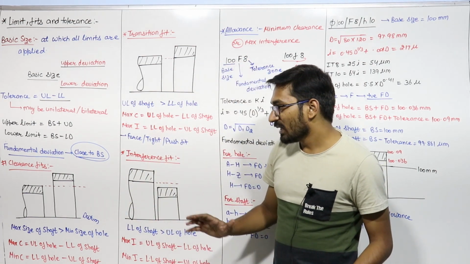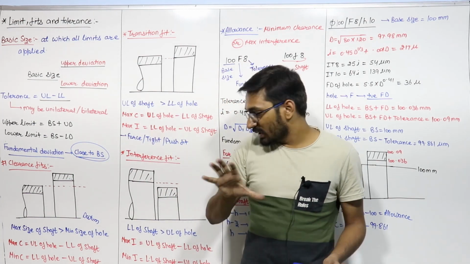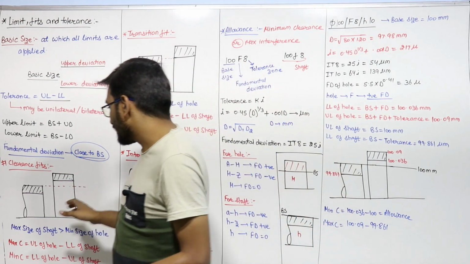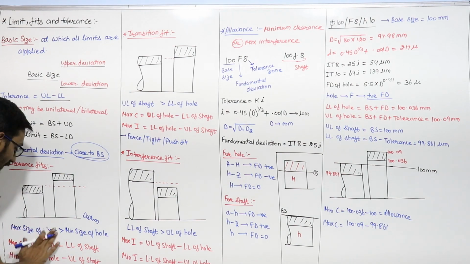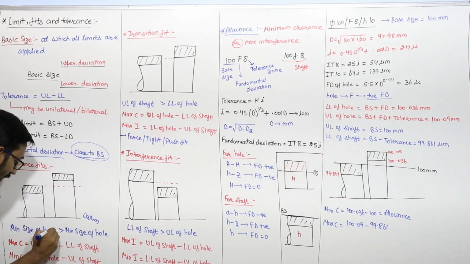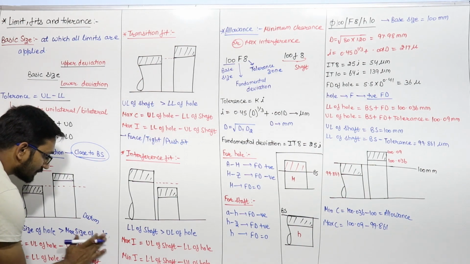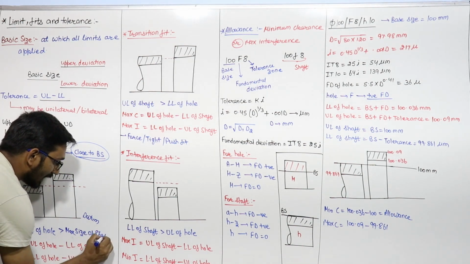So we can say that if this is the case, the minimum size of the hole is greater than the maximum size of the shaft.